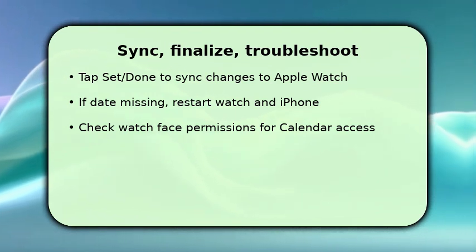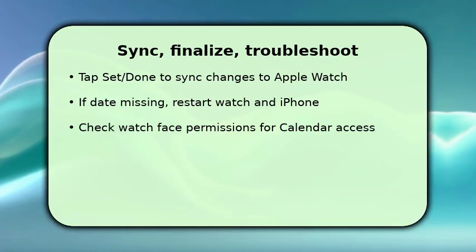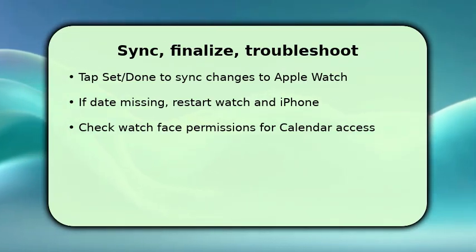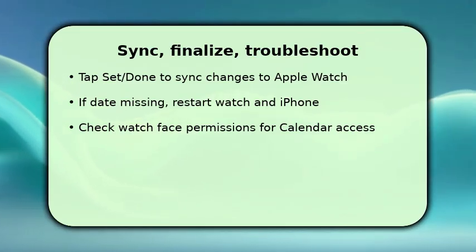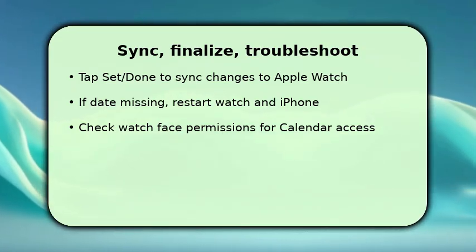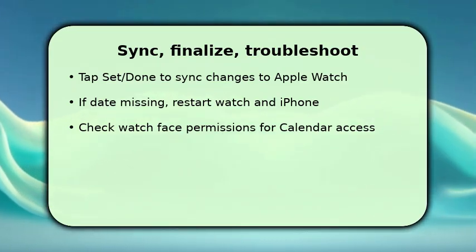If the date doesn't appear, make sure the watch and iPhone are connected and try restarting both devices, because temporary sync glitches are common. Also check that calendar and clock permissions are allowed on iPhone and that the chosen complication supports the exact date format you want. If problems persist, reselect the face and repeat the complication step.